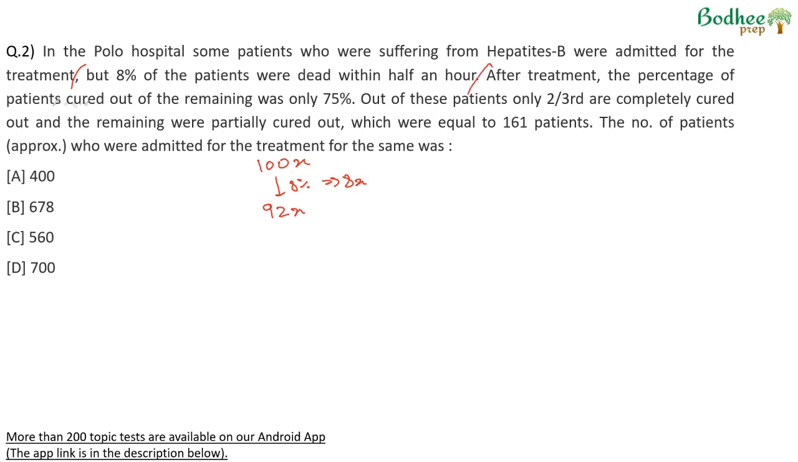After treatment, the percentage of patients cured out of the remaining was only 75%. So 75% of 92x got cured, which is 3 by 4 of 92x. 3 by 4 will be 69. So 69x got cured, which means the remaining 23x, 92x minus 69x, did not get cured.